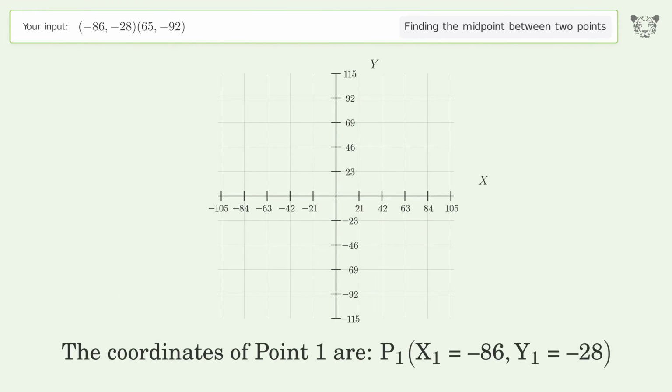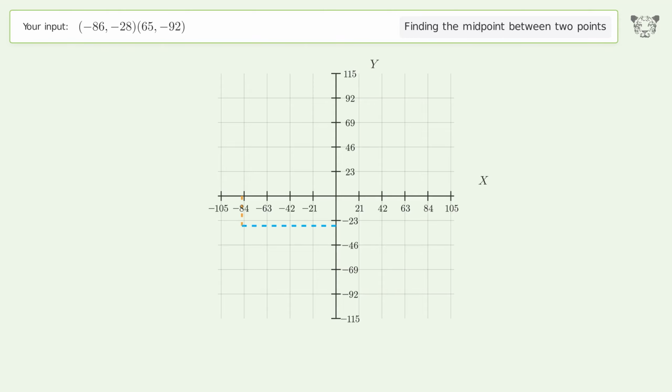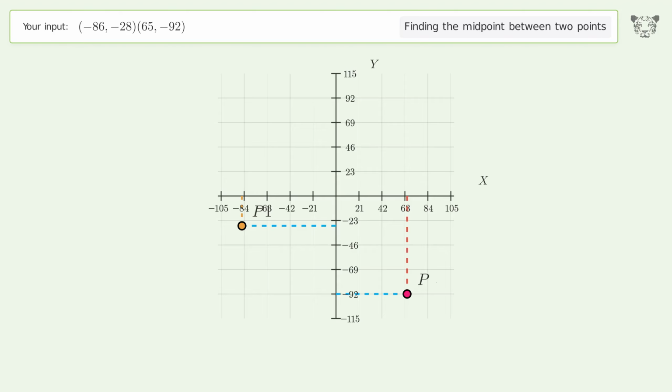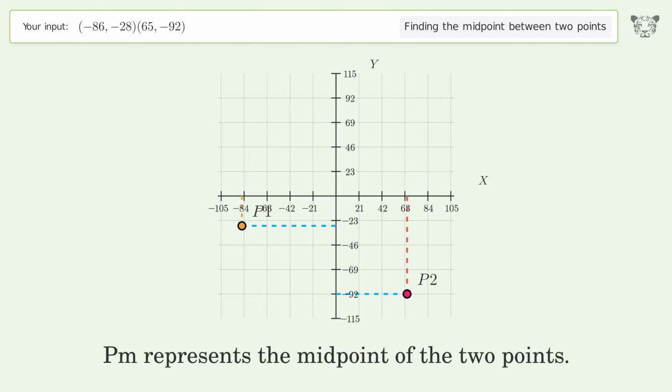The coordinates of point 1 are, x1 equals -86, y1 equals -28. The coordinates of point 2 are, x2 equals 65, y2 equals -92. PM represents the midpoint of the 2 points.